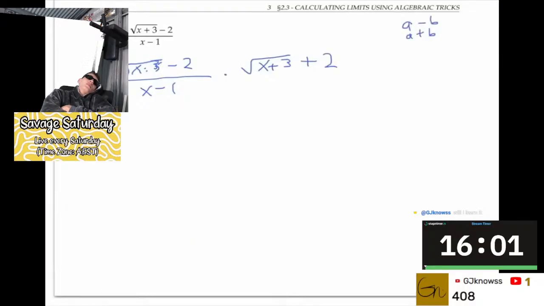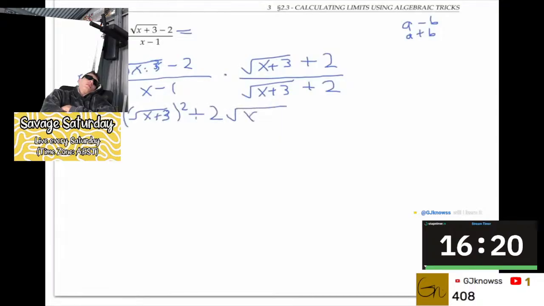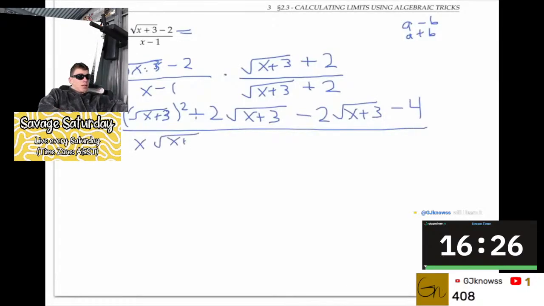Well, of course, if I multiply on the numerator by something, I also have to multiply the denominator by the same thing, so that I won't alter the value of the expression. So this limit here is equal to the limit of the expression down here that looks more complicated, but in a moment, if we're lucky, things will clear up and become simpler. So multiplying the numerators across, I get the square root of x plus 3 squared, plus 2 times the square root of x plus 3, minus 2 times the square root of x plus 3, minus 4. On the denominator, I get x times the square root of x plus 3, plus 2x, minus the square root of x plus 3, minus 2.